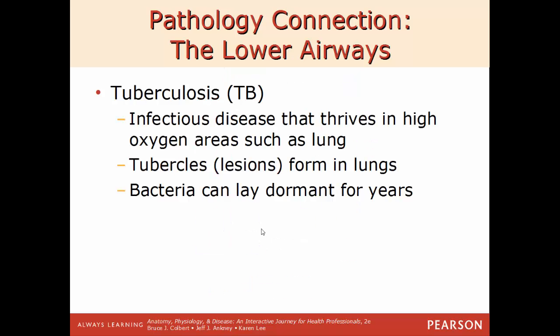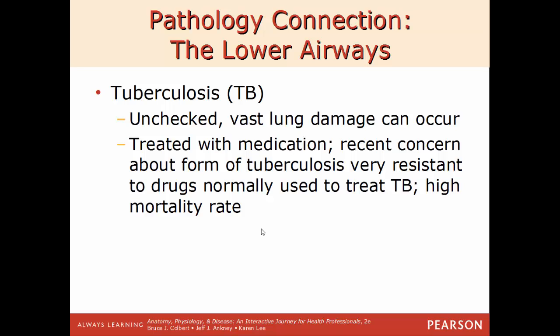The next one, TB, or tuberculosis. This is an infectious disease that will thrive in a high oxygen setting, such as the lungs. When you have this condition, you get lesions that form in the lungs, and these lesions are called tubercles. And the bacteria that form these can lie dormant for years. Now, if this goes unchecked, you can have a vast amount of lung damage that can occur.